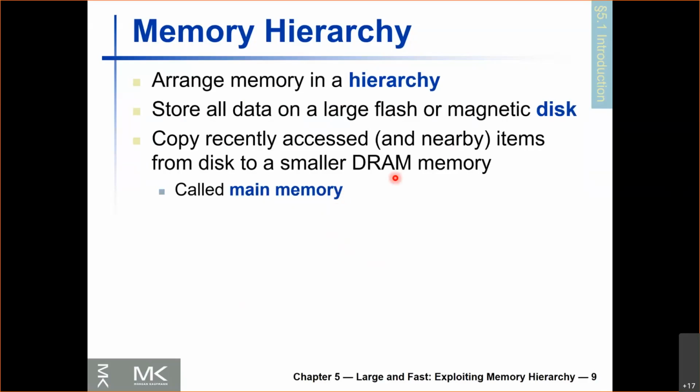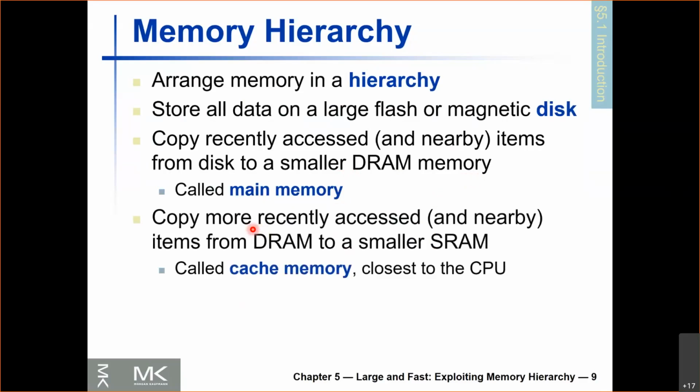And then among the data that is in DRAM, among the data that is in the main memory, the data that has been even more recently accessed, we're going to put that in a component that's even smaller than DRAM. It's going to be made of SRAM. Okay, and we're going to call this the cache memory. And this cache memory is going to be closest to the CPU. Okay, and notice here I said recently accessed, and nearby, right? So we're going to put the data that we recently accessed close by in the faster memories, and we're also going to put data nearby to that data in the smaller memory.